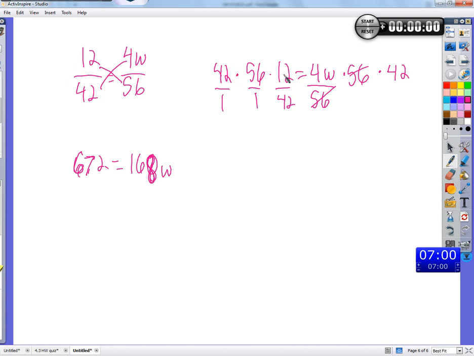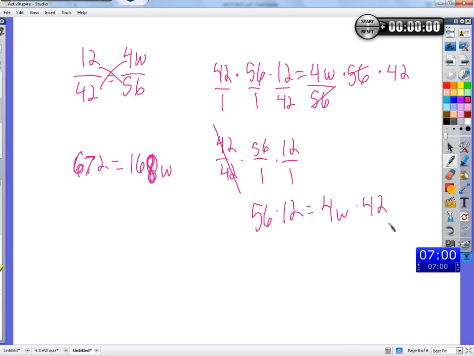We're just multiplying straight across here, right? So it wouldn't be any different than to write 42 over 42 times 56 over 1 times 12 over 1. That would make the same thing. This is still these three numbers multiplied in the numerator, and 42 times 1 times 1 in the denominator. 42 divided by 42 is 1. On this side, we get 56 times 12 equals 4w times 42. Which is the same as cross multiplication, but without any mystery involved.